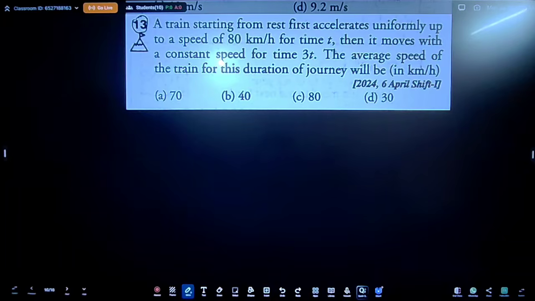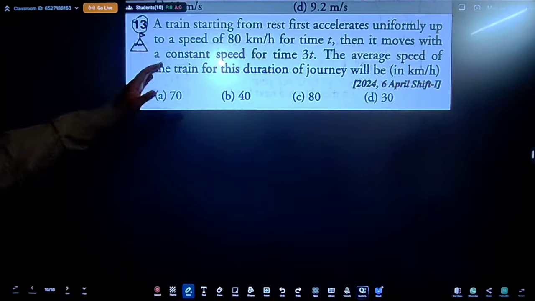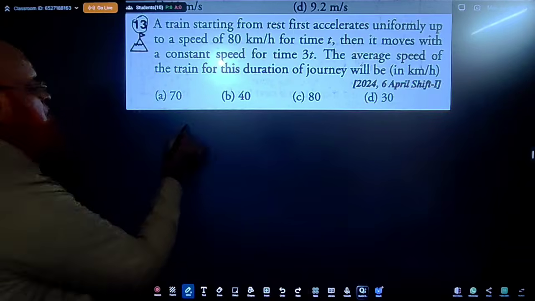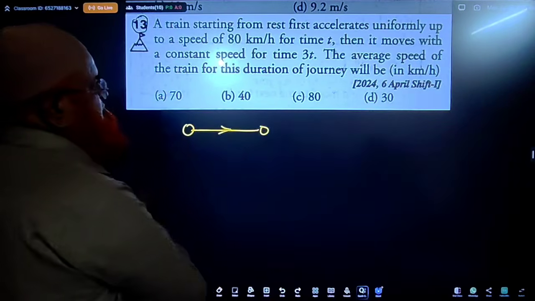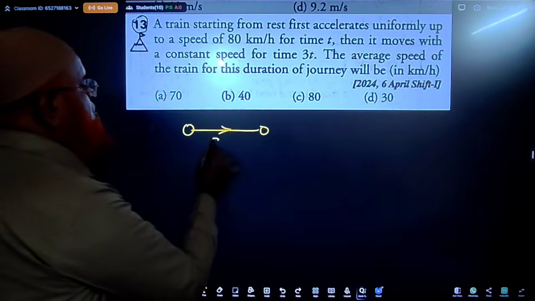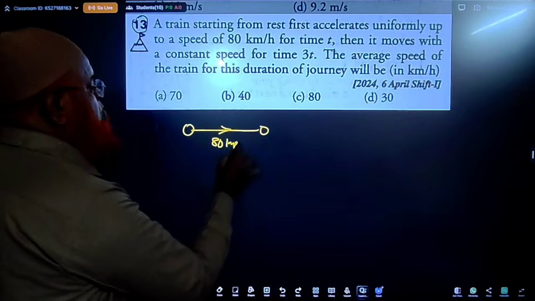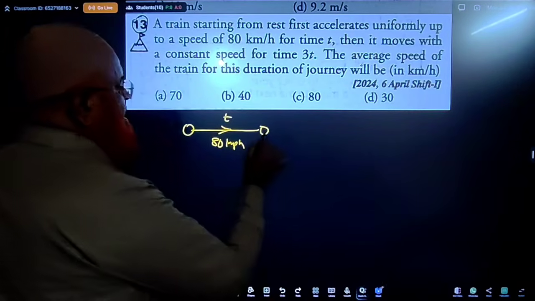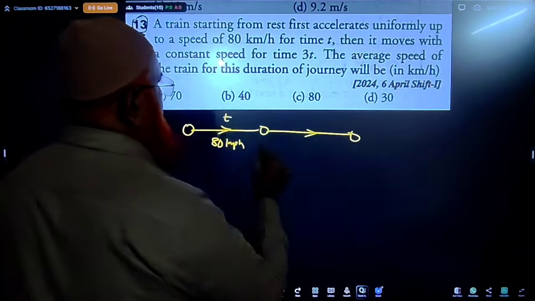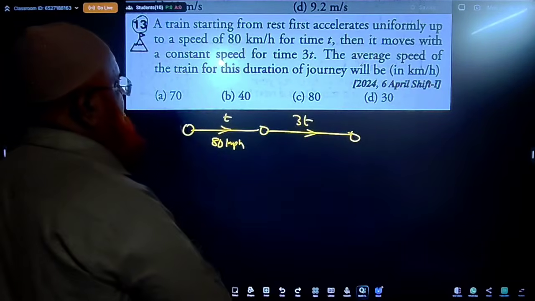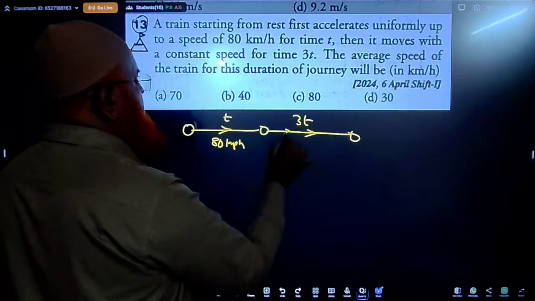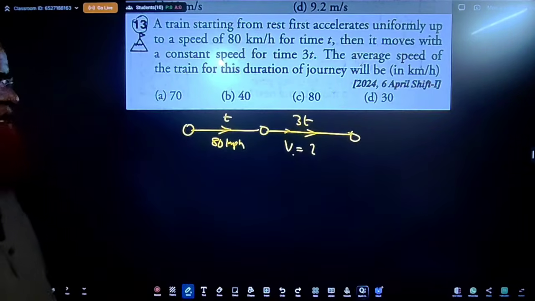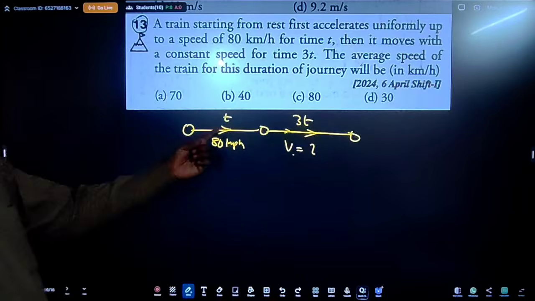So a train starts from rest, accelerates uniformly up to a speed of 80 kilometers per hour. Okay, and the time taken is t, and now it travels for a time of 3t. It moves with a constant speed. A constant speed, we don't know what that constant speed is. Understood? Okay, and the time is given.